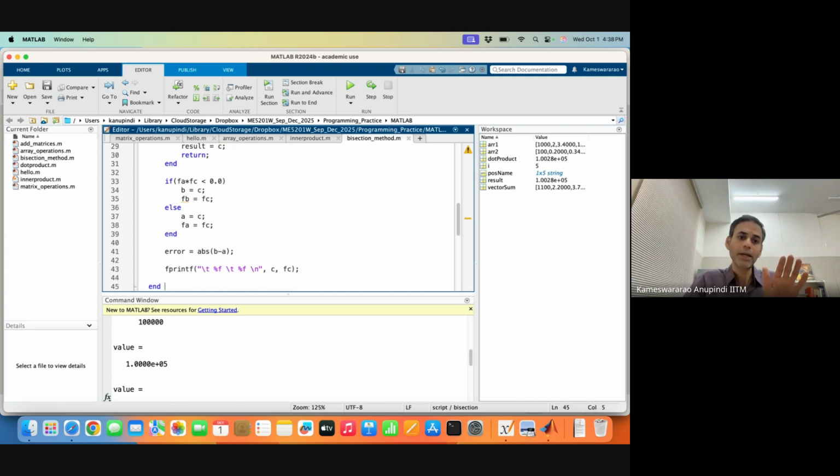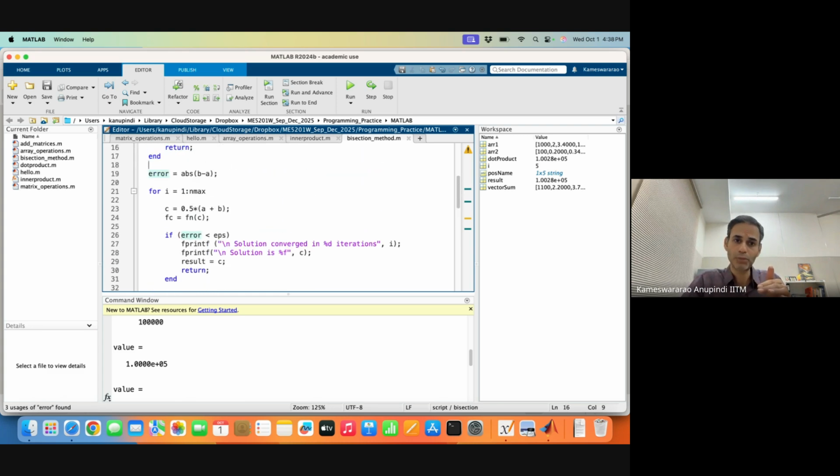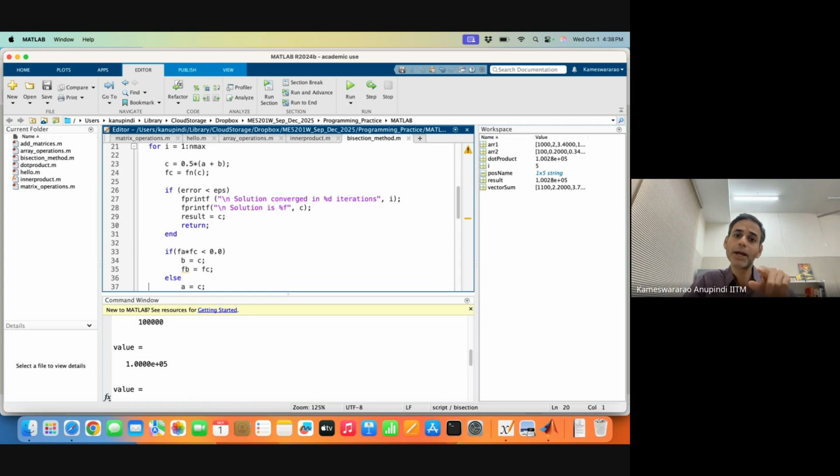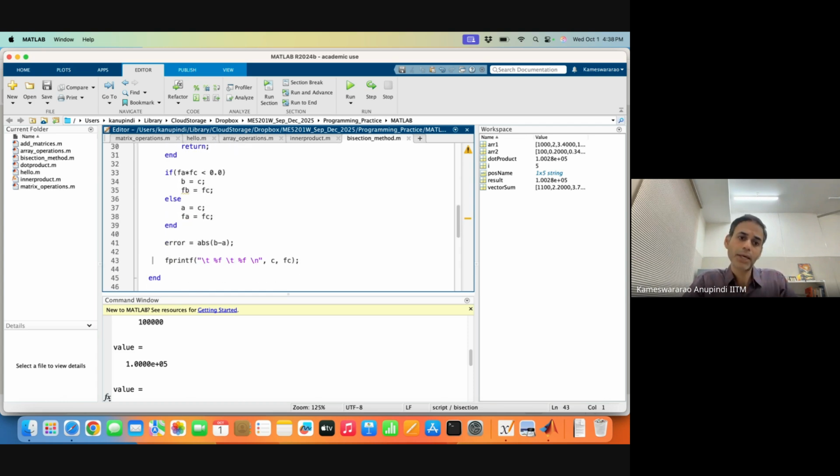That is done. Then we again recalculate error. This is the absolute of b minus a. We are doing this because previously we calculated error outside this for loop, so that's why we are redoing it inside the loop for every iteration. And then we say fprintf, and then \t, %f, \t. So \t basically gives you a tab in printing, and then \n will give you a new line, so that all these values will be printed one after the other. Okay, and then you have c comma fc.